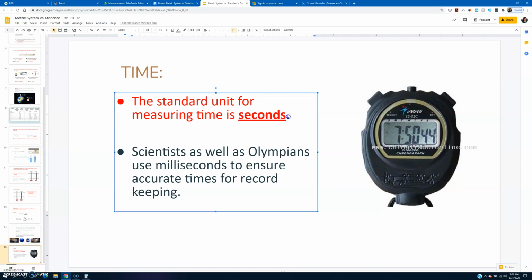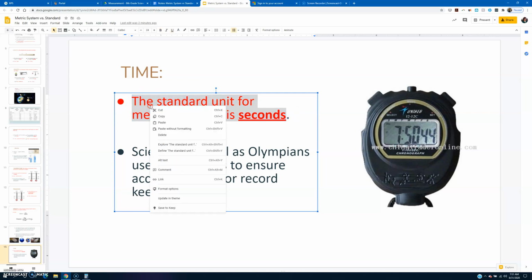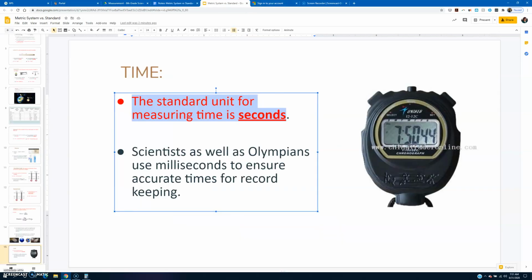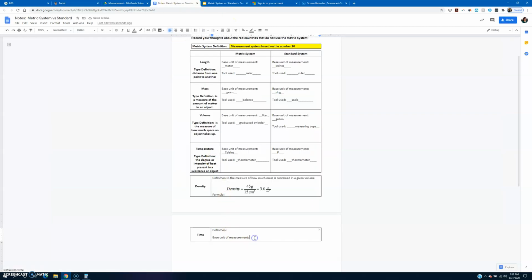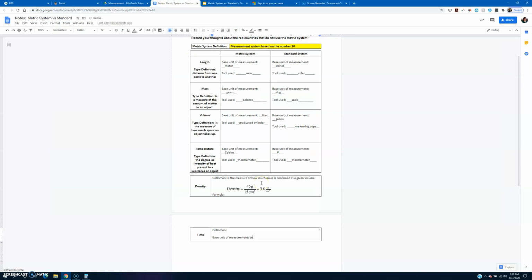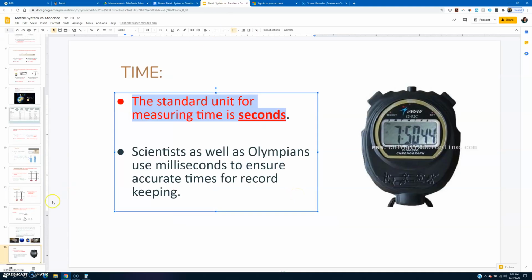Time, there's not really a definition. It's kind of an abstract concept. Seconds. We use seconds all over the world. That's kind of straightforward.